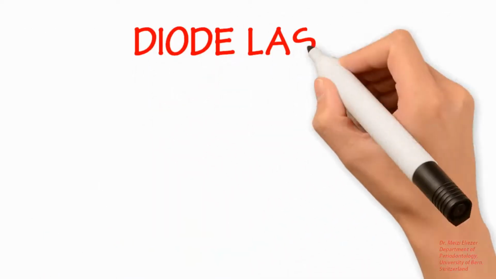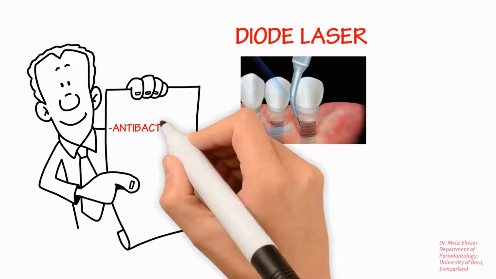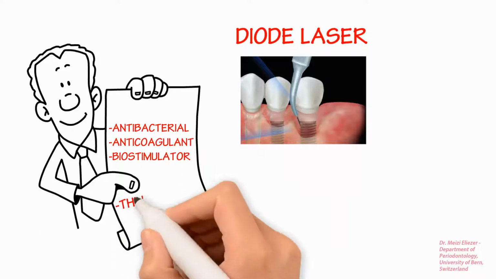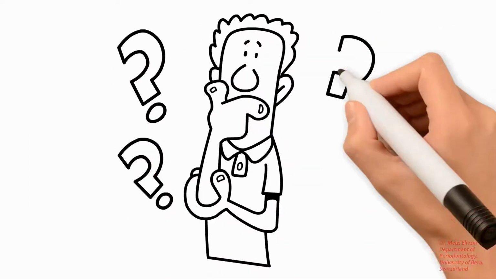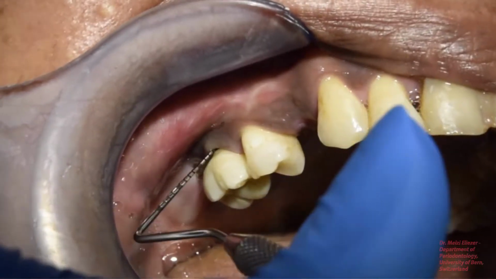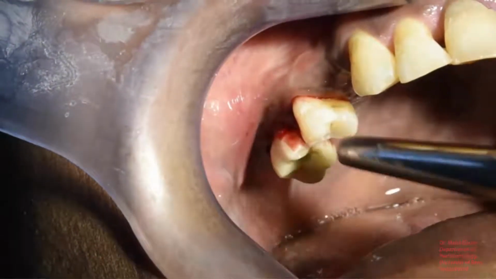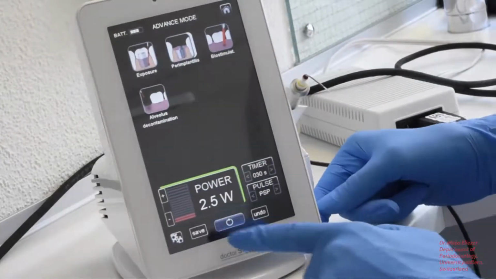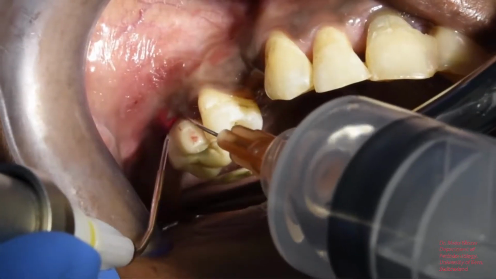Actually, when you think about it, diode laser characteristics give us exactly what we need. It is antibacterial, it is anticoagulant, it is a biostimulator, and it can penetrate by a thin tip to the deep pocket without hurting the surrounding tissue. Can you please explain a bit about this diode laser protocol that we have used? I have used the Metro protocol. I first performed mechanical debridement, then the pockets around the implants were rinsed with saline solution. Adjunctive diode laser was applied 3 times for 30 seconds in each pocket. This treatment was performed 1 time a week for 3 weeks. No antibiotics or antiseptic were applied.